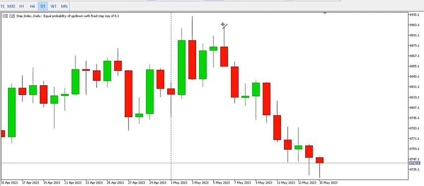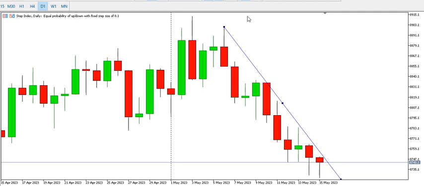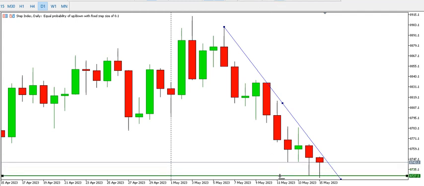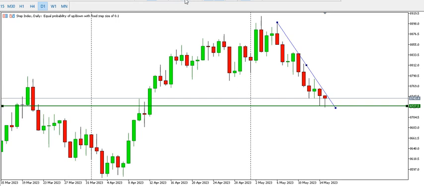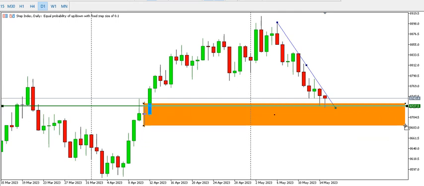Look at this particular descending trend line on the daily time frame. Price is currently testing and respecting the trend line. A closer look at what's happening on the daily time frame, we can see that price is rejecting this particular area. Price tested it, rejected, broke it around here, and it's currently rejecting that area because of this order block we have around here.